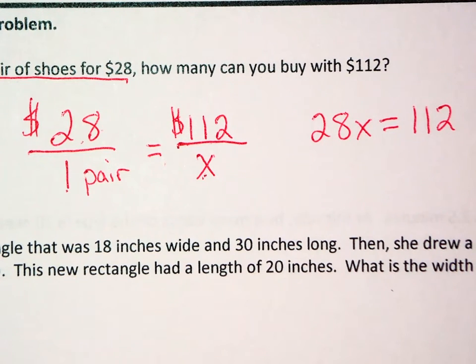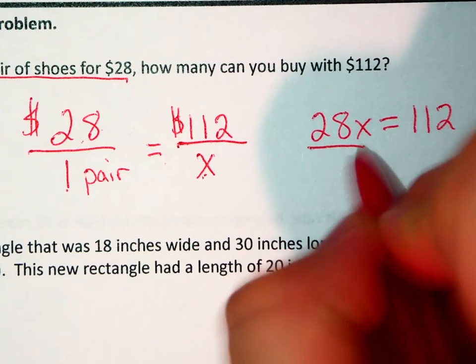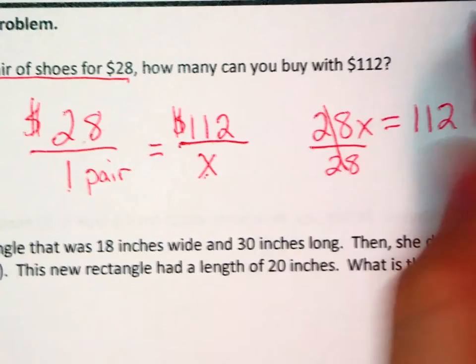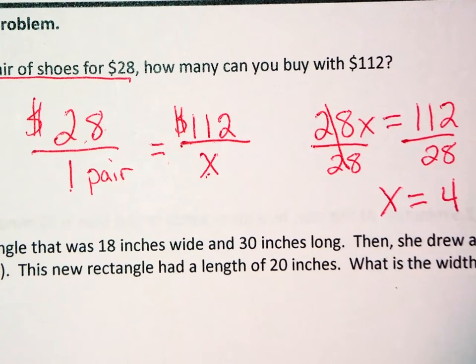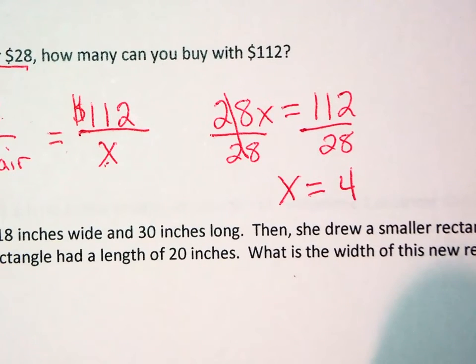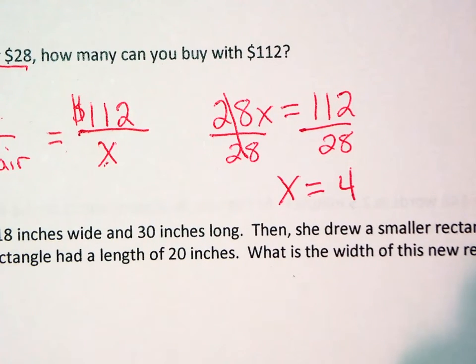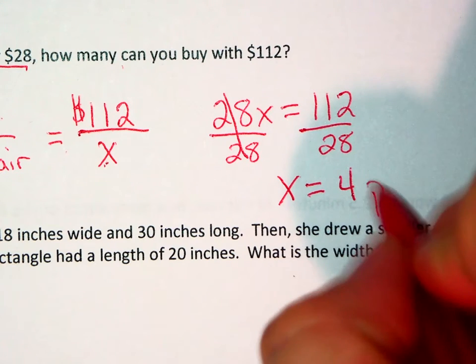And this will then tell me, when I divide by 28 on both sides, that x equals 4. And remember, we need to know what 4 is. We can't just say x equals 4 because that doesn't give us any indication of our answer for our problem. So how many can you buy with $112? Well, I can buy 4, but 4 of what? 4 pairs of shoes.